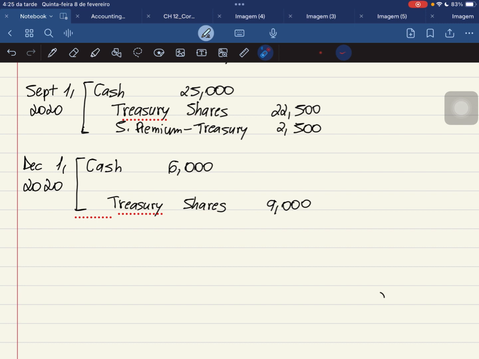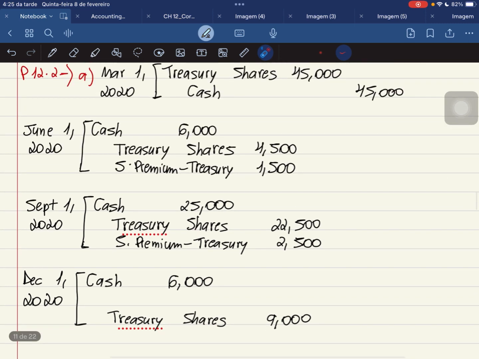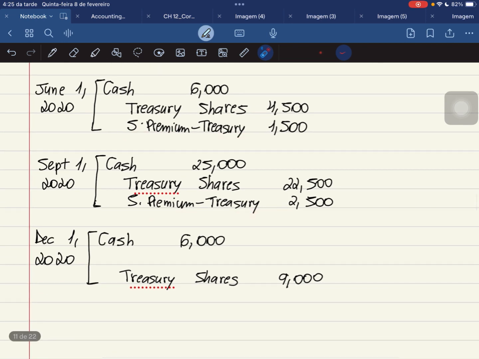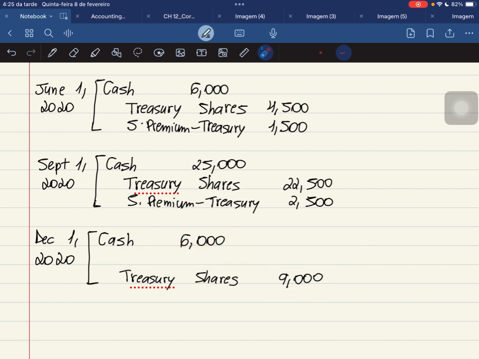Now, you see where I'm getting, right? Before, you saw that every time we deal with share premium treasury, we are crediting it, right? But here we cannot credit it. Why? Two reasons. Well, if we credit it, that difference is 3,000, right? So we would have to put that 3,000 over here. Are the two sides equal? They are not, right? Over here we would have 12,000 and here we would have 6. So this is the first reason why.